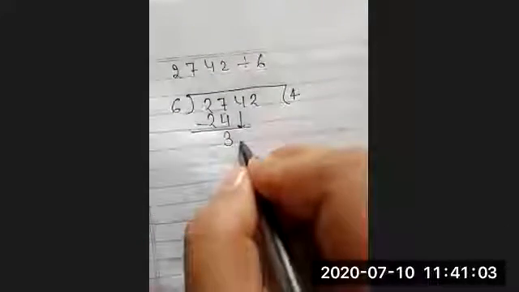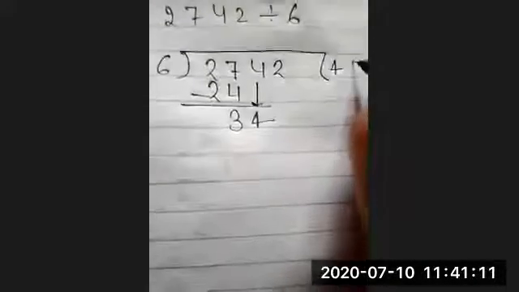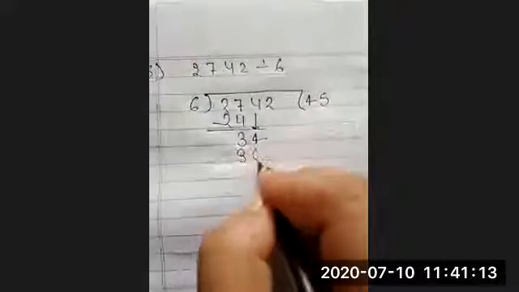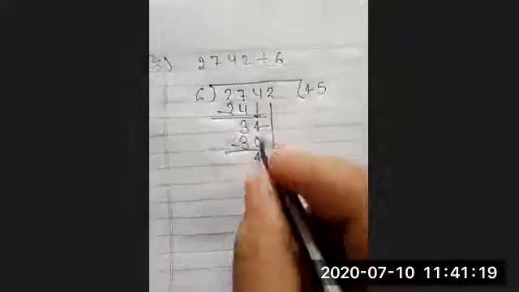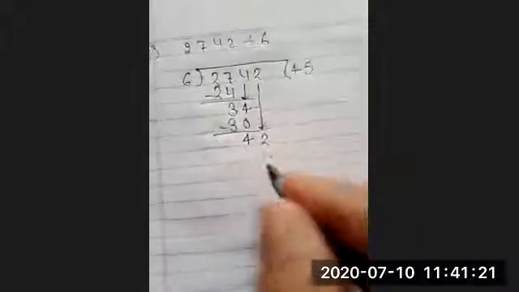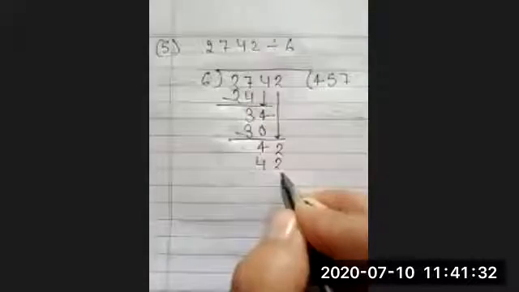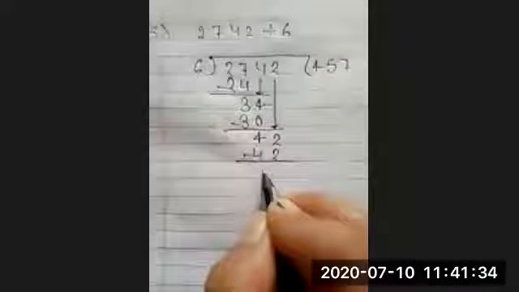Then 4 we will take down. Now 6 sixes are 36, but it is more than 34, so we will divide it by 5. 6 fives are 30. Now 2 we will take down. 4 is left. 34 minus 30, that is 4. Now 42 is coming in the 6 table. On which number? That is 7s. 6 sevens are 42. So the quotient is 457.